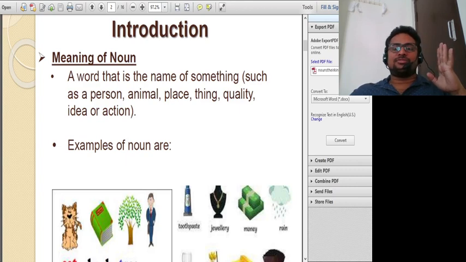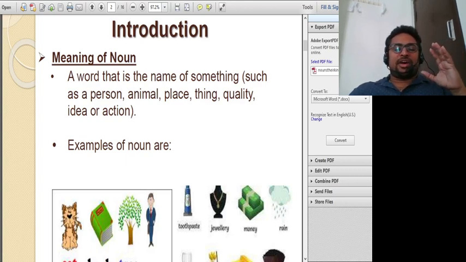In this class, we are going to discuss nouns. We know what a noun is. A noun is a naming word. It denotes the name of a person, places, things, animals, insects, days, months, etc.